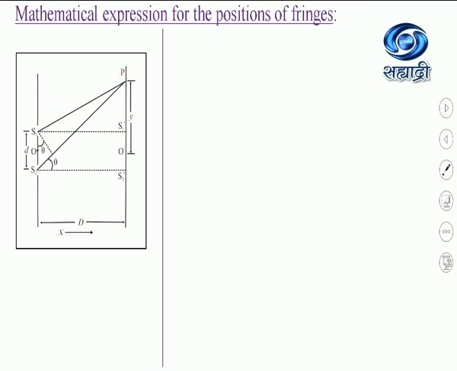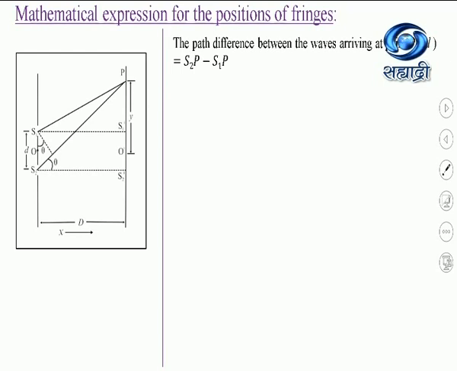So the path difference between the two waves which are arriving at point P is denoted by delta L, which is equal to S2P minus S1P. From the diagram, you can see that S2P is greater than S1P, and therefore the path difference is S2P minus S1P. Now let us find out this path difference between the two waves mathematically.